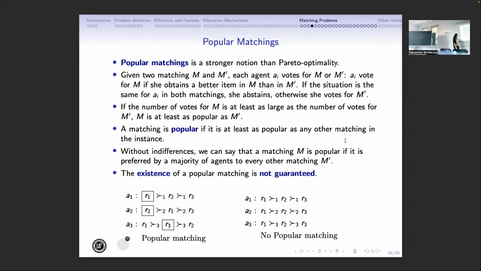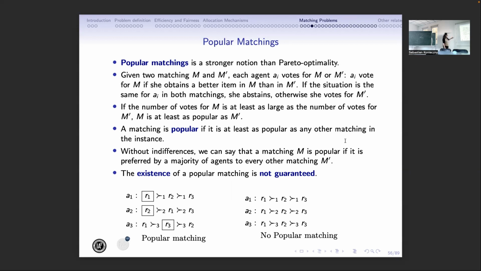As you can see, in this case, there exists a popular matching. In fact, the boxed matching is a popular matching because it is preferred by a majority of agents. It is quite easy to see because the first two agents obtain their top resource, so they will prefer this matching to any other matching where they won't obtain their top resource.